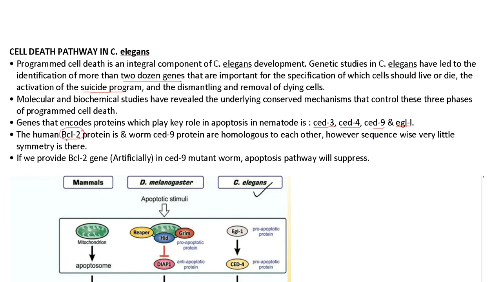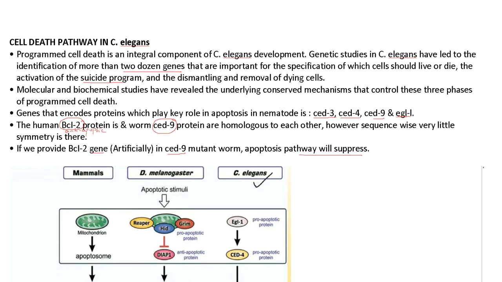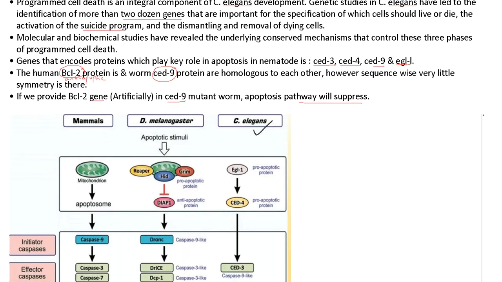So human BCL2 was what? Human BCL2 was anti-apoptotic, and it is homologous with the CED9 protein of C. elegans. But sequence wise, there is very little similarity. If the BCL2 gene is introduced into a CED9 mutant form, the apoptosis pathway will be suppressed. So this means that BCL2 and CED9 have a similar role.